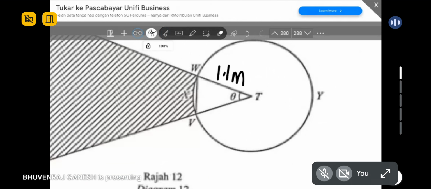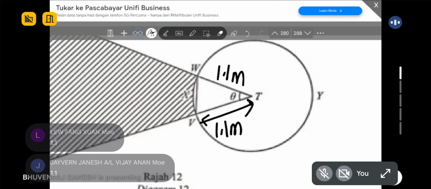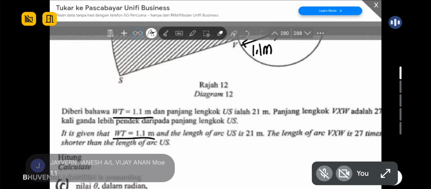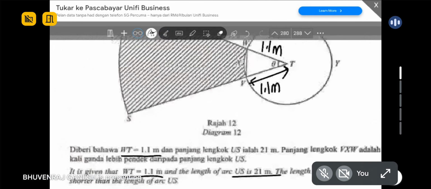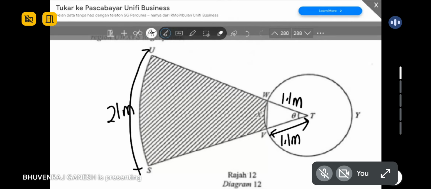And then TV, guys, what is this length over here? Can you all tell me? What is its length? Yeah, also 1.1, because it's the radius, guys. Am I right? Okay, and then US is 21 meter. So this one is 21 meter, the whole of this part.